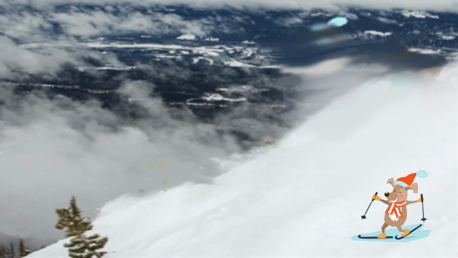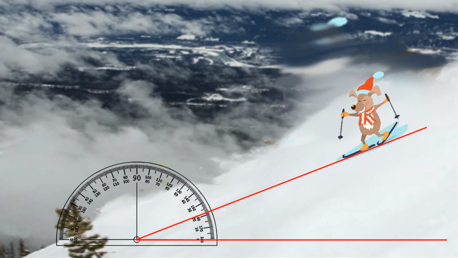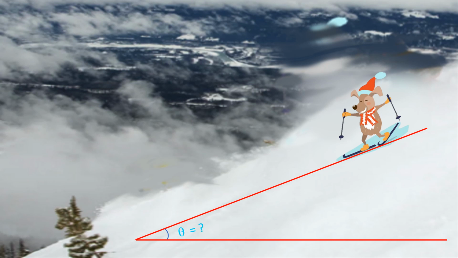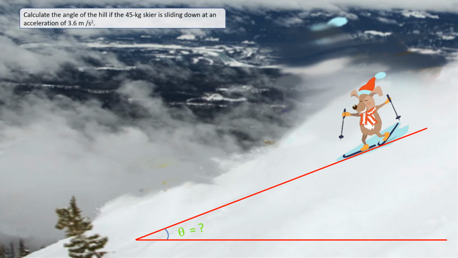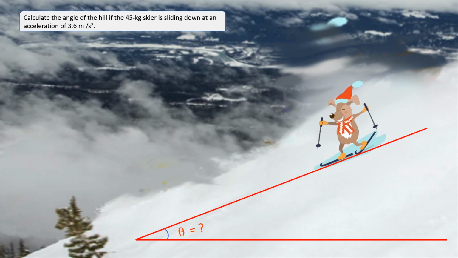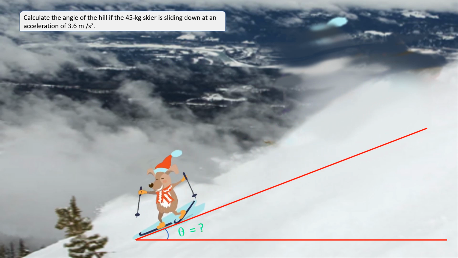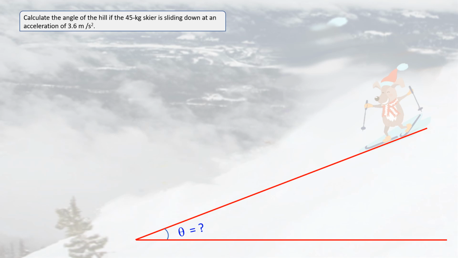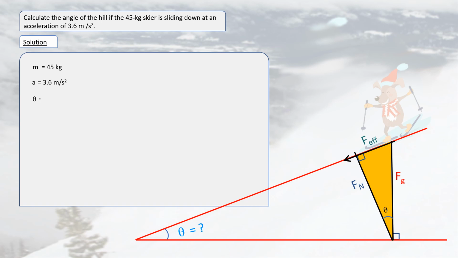Other questions may be more challenging. For example, you may be asked to find the angle theta. Here's an example. Calculate the angle of the hill if the 45-kilogram skier is sliding down at an acceleration of 3.6 meters per second squared. We start off by drawing the right triangle bounded by the three force vectors and setting up the solution by listing what's given and what we are looking for. Note that what we are looking for is the angle theta, which means that we need to perform some clever manipulations and substitutions in the formulas we know.